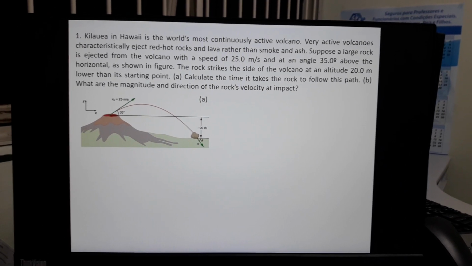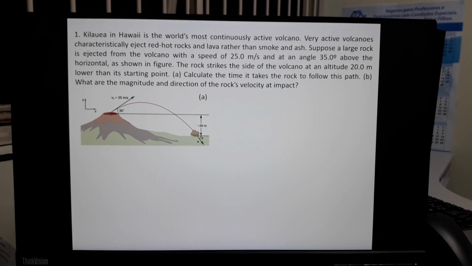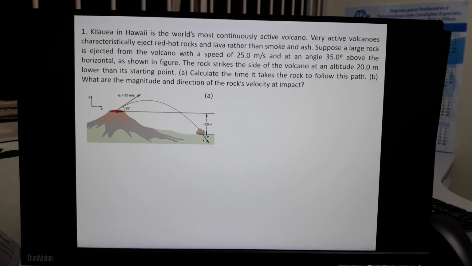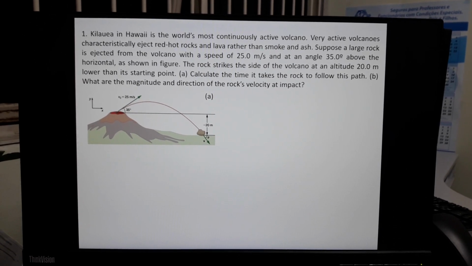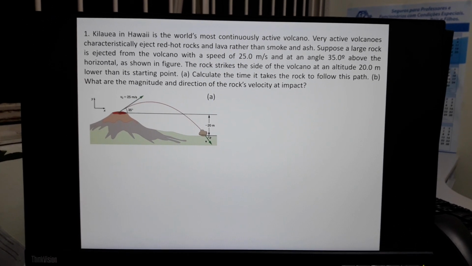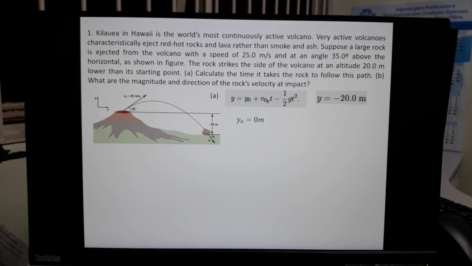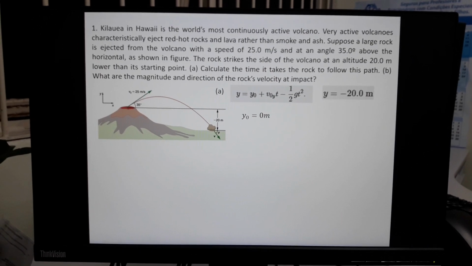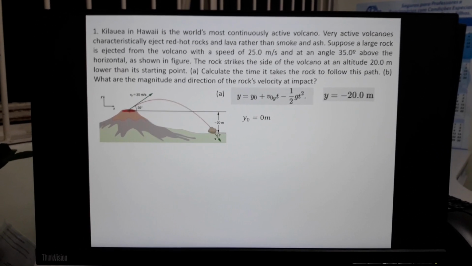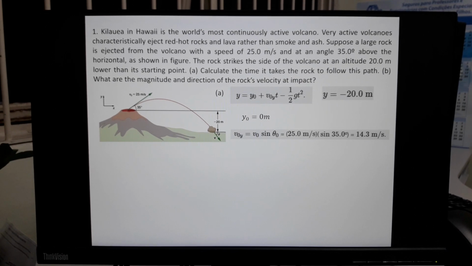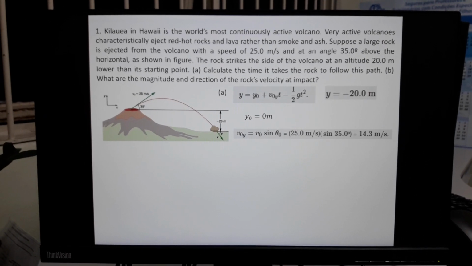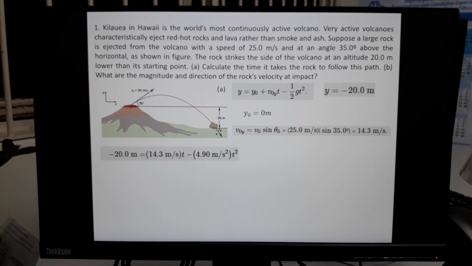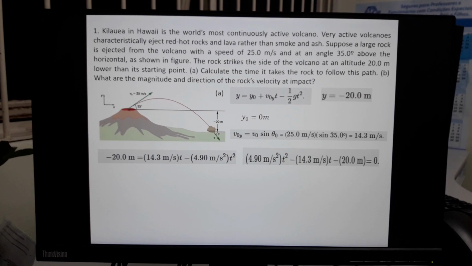Now you can choose to stop it here and do the exercise. So I will solve it now. The letter B is to calculate the time it takes for the rock to fall on this path. So you will use this formula. We have y0 is 0, and we use here to find the V0y using sine. So we have this system, and you need to solve it.